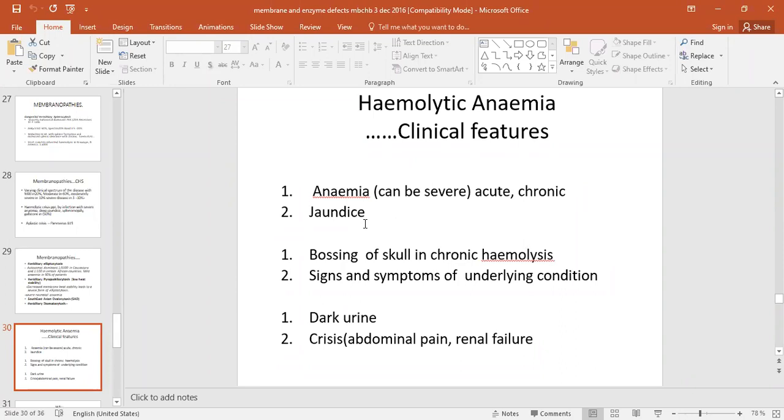You will get signs and symptoms of any underlying condition. If there is an exposure to something, you'll see it. And then, of course, if you start investigating, you'll find dark urine, or someone has a crisis, which might be in the abdomen, involving any of the organs, or you have renal failure, you have stones. So all these complications would easily come with some form of clinical symptomatology.